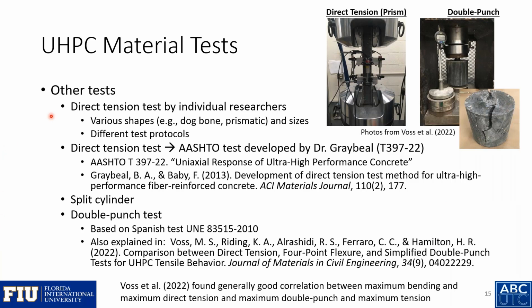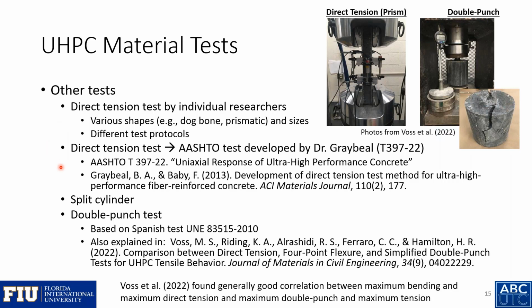And as I had mentioned, the tensile strength is what really makes UHPC. But before July, there wasn't a standardized method for testing the tensile strength of UHPC. So there have been different methods that have been used by individual researchers using various shapes. So some researchers have used dog bone shapes, some prismatics of 1 inch by 1 inch size or 2 inch by 2 inch sizes, and different test protocols. So most of the researchers would define their test protocols, but it wasn't standardized in the past.